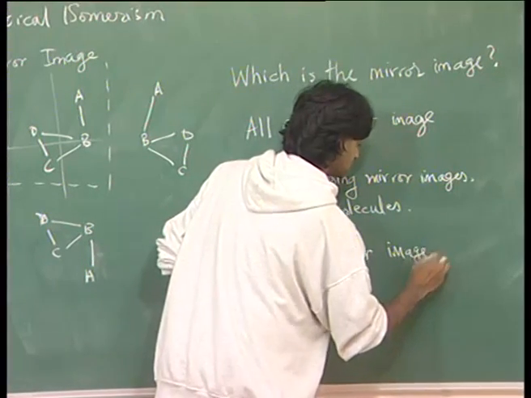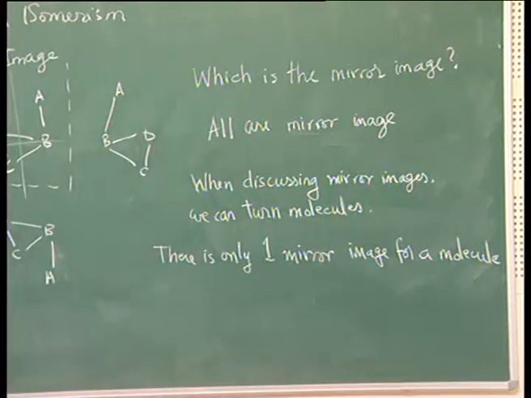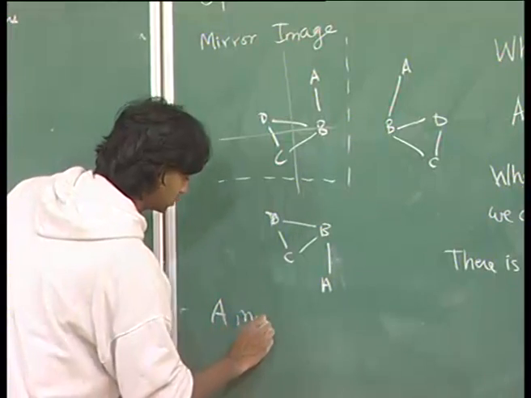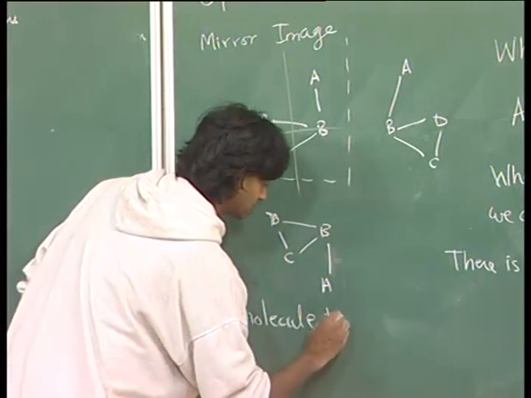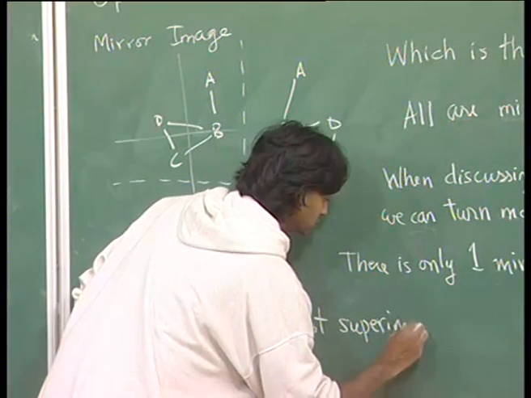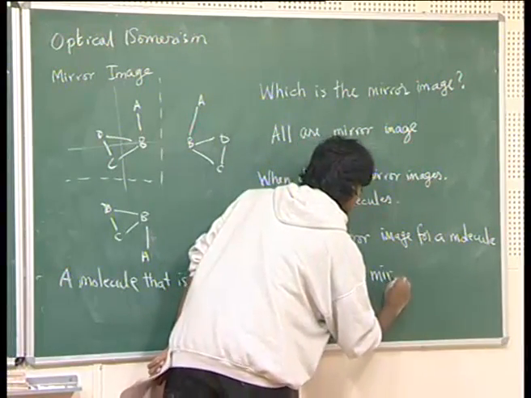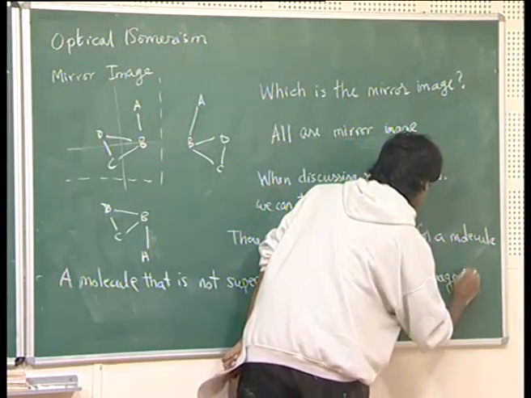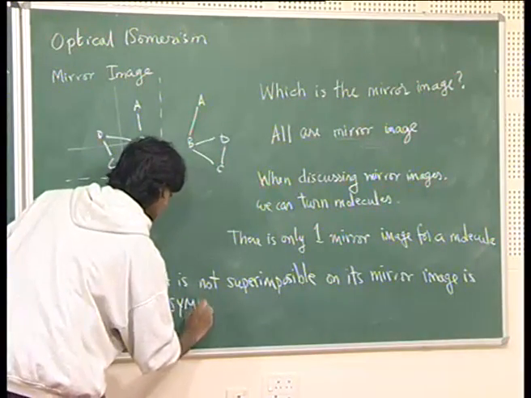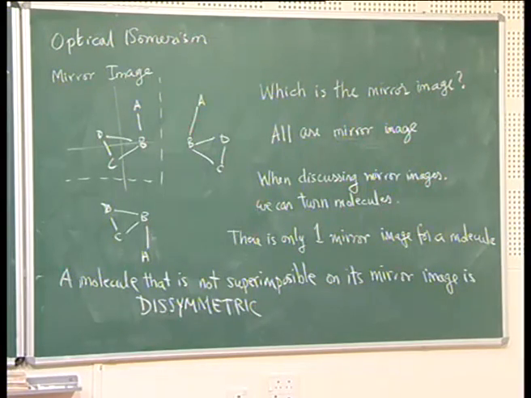So, there is only one mirror image for a molecule, and so a molecule that is not superimposable on its mirror image is said to be dissymmetric. Okay. So, a molecule that is not superimposable on its mirror image is dissymmetric.